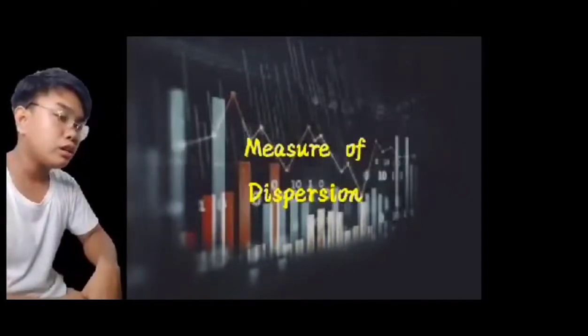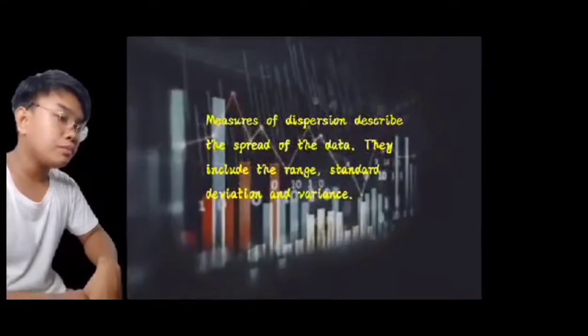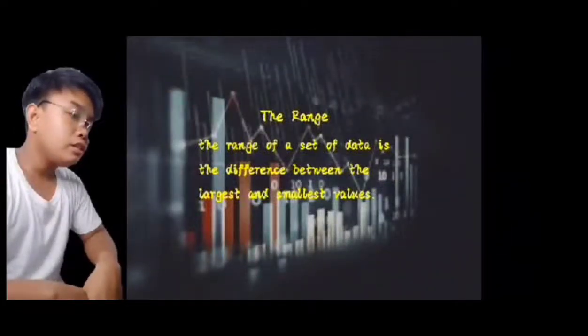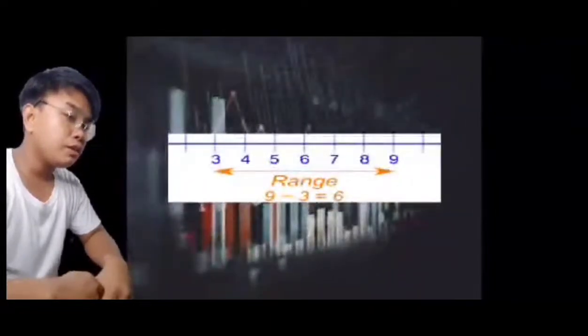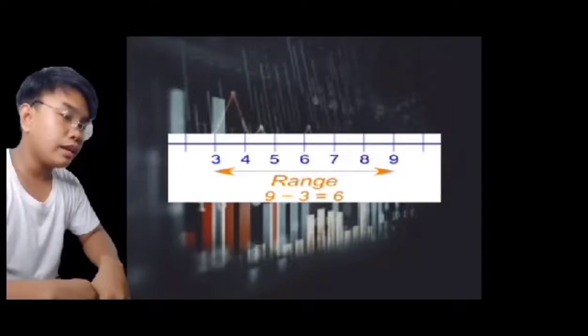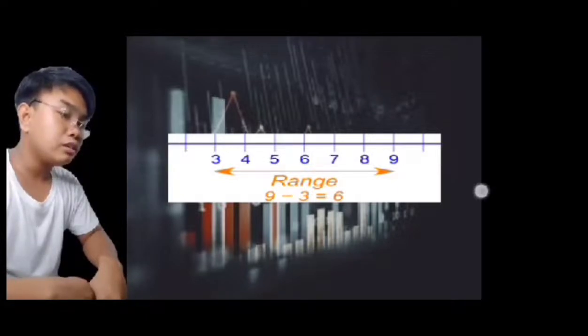Measures of dispersion. Measures of dispersion describe the spread of the data. They include the range, standard deviation, and variance. The range of a set of data is the difference between the largest and the smallest values. For example, in this picture, 9 is the highest value and 3 is the lowest value of the data. So, 9 minus 3 is equal to 6. 6 is the range of the data.